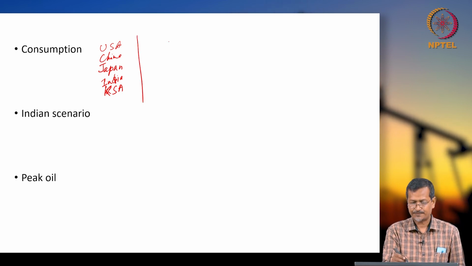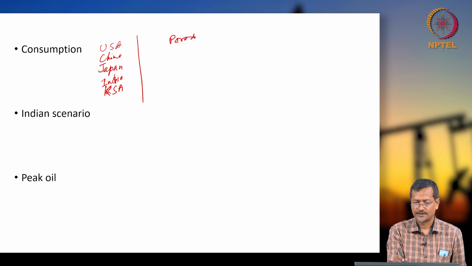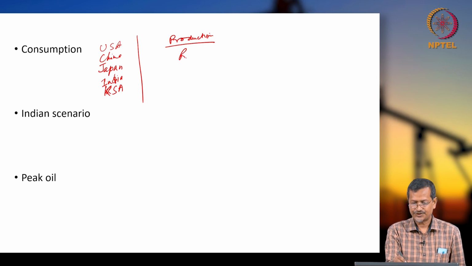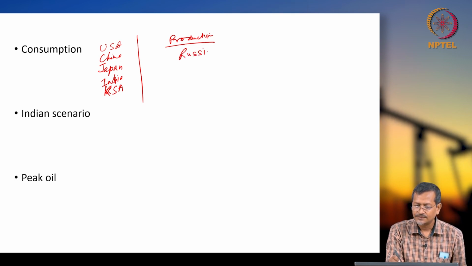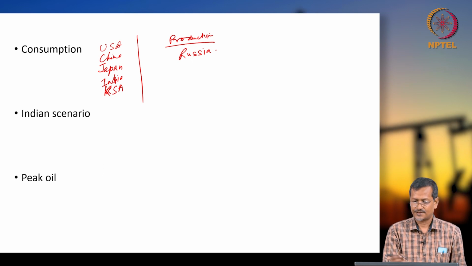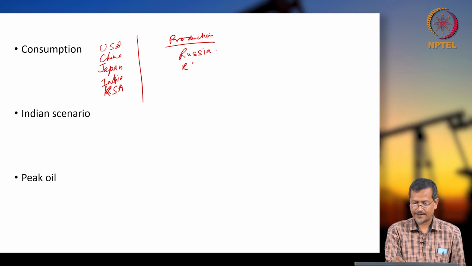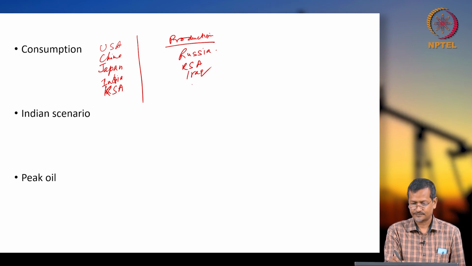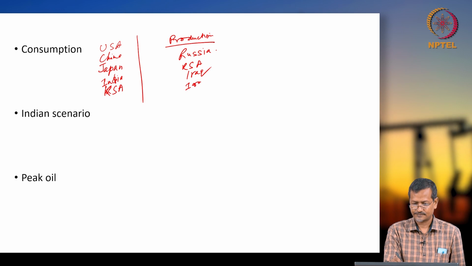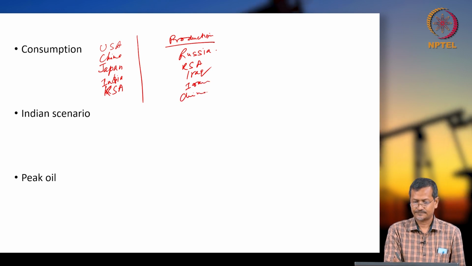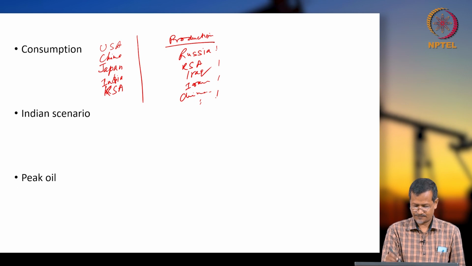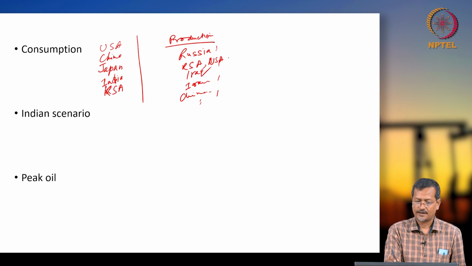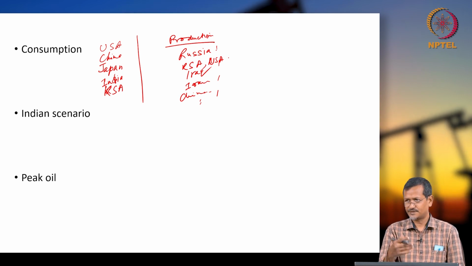And if you see the production side: Russia, these days they are producing and sending to India. KSA is there, with a high amount of production. Iraq, then Iran, then China. KSA, USA are also there. This may or may not be in sequence, but these are the top countries.